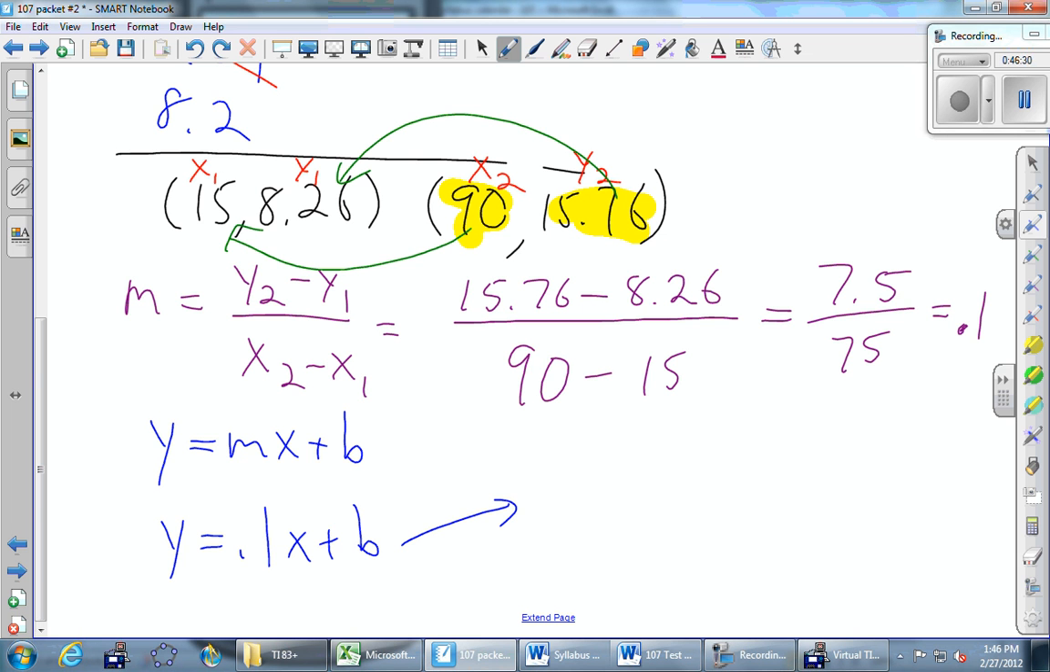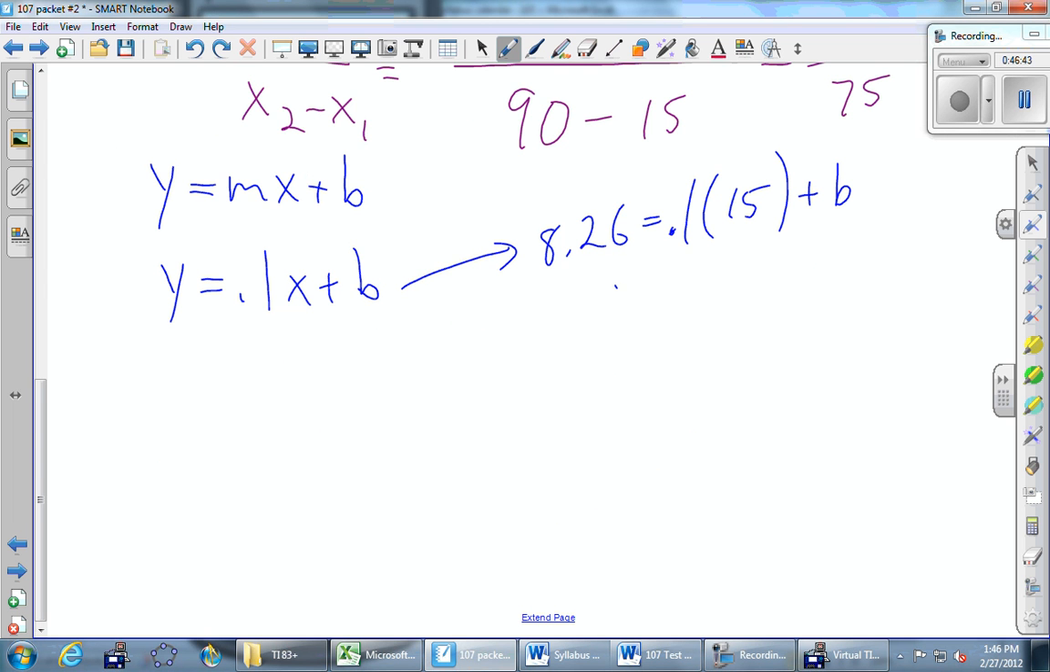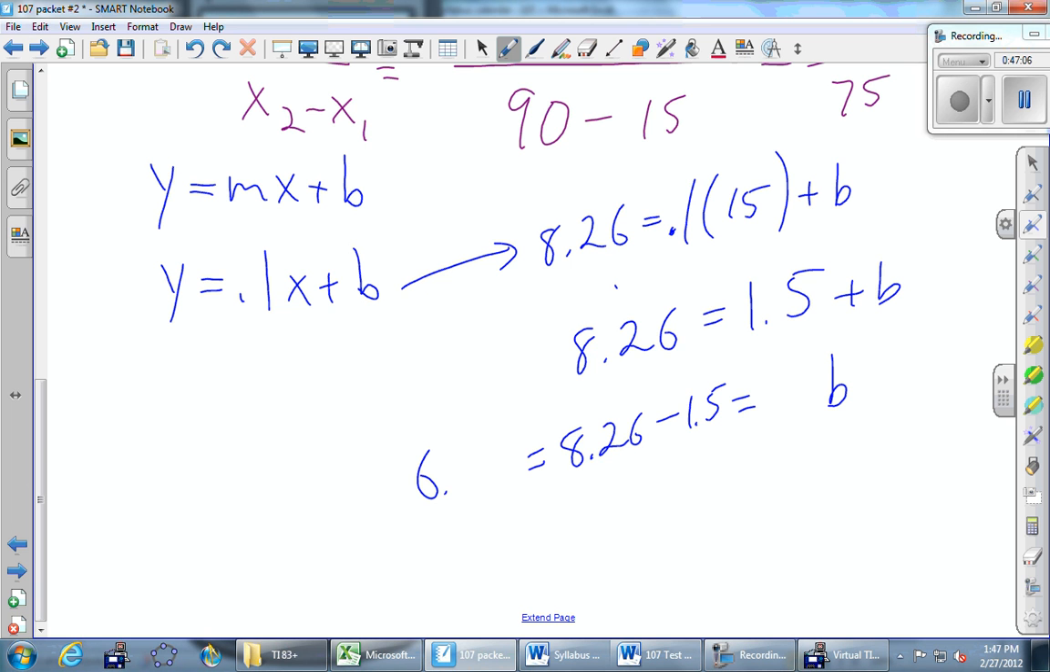How much is the y coordinate of the first one? 8.26 equals the m is still 0.1. How much is the x? 15 plus the b. $8.26. How much is 0.1 times 15? 1.5 plus the b. So 8.26 subtract 1.5. That is the b. All right, what do we get? 7.26, 6 point. Somebody else help me out here. 76. Is that right?